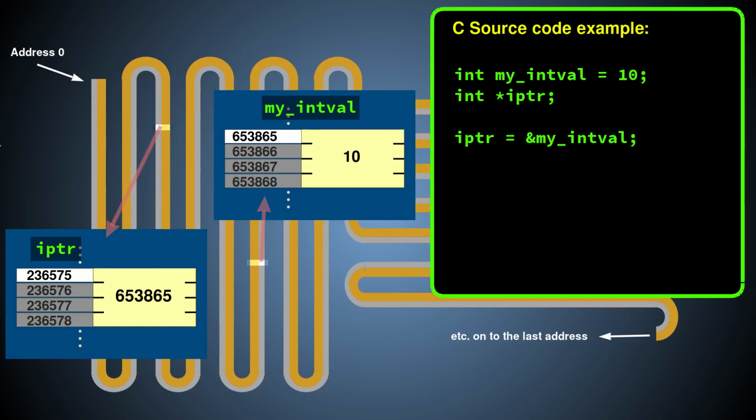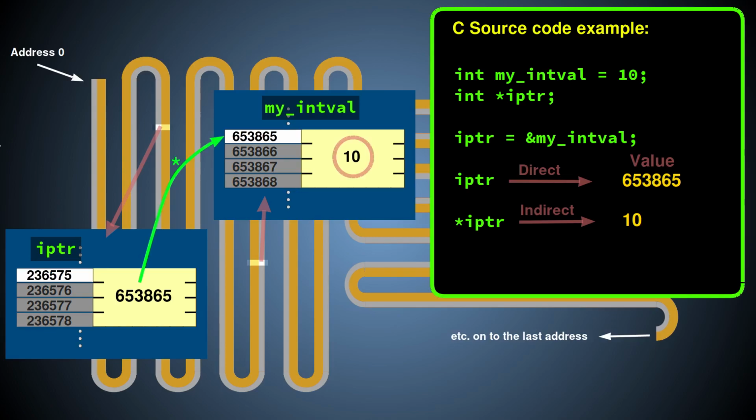So, if we were to read the direct value of iPointer at this stage, we would get the result 653865, because that's the address of the variable myIntVal. But if we were to read the indirect value of iPointer by using the dereferencing or indirection operator, we would get the value 10, because that's the value stored in the memory location pointed to by the address stored in iPointer. Now, this is of course the same result we would get if we just read the value of myIntVal.